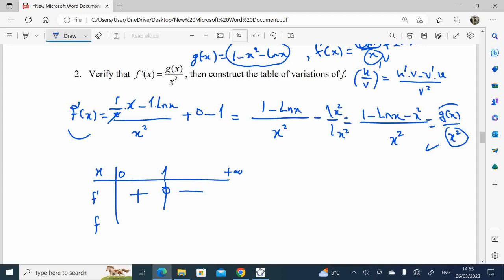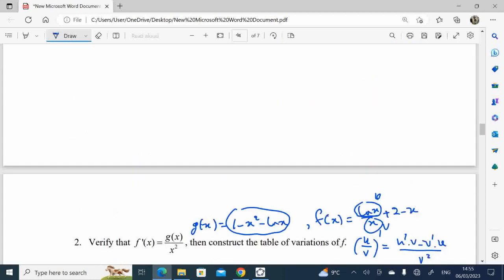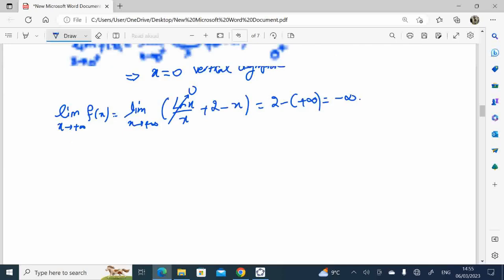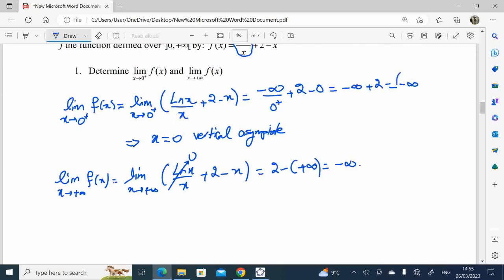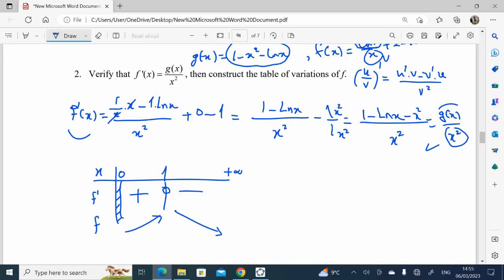So we have a vertical asymptote at 0, so we draw this ladder shape. So f will increase, then decrease. As x approaches 0, we have seen that the limit was minus infinity. So let's set this on the table. As x approaches 0, f will approach minus infinity, and as x approaches plus infinity, the answer was also minus infinity.